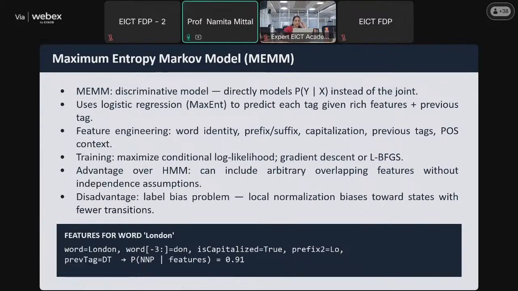So using this model, MEMM over HMMs can include arbitrary overlapping features without independence assumption. Here we are considering the previous tag also. But again, it's a challenge, the label bias problem, because we depend on the previous one. So biasing is possible.